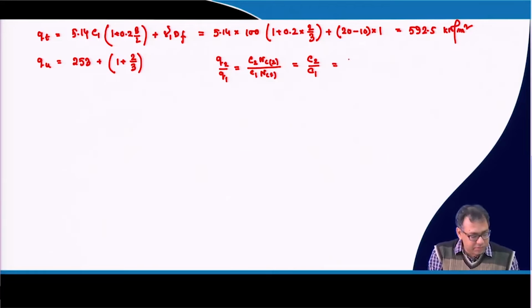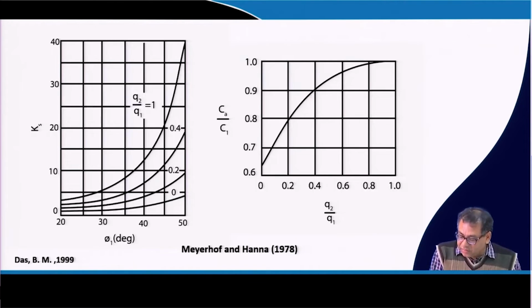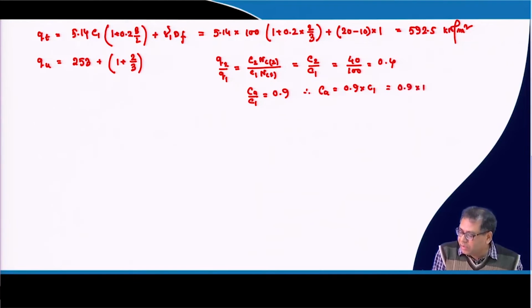Now, here your C2 is 40 kPa, C1 is 100 kPa. So, this is 0.4. Now let us see, if it is 0.4, this value is 0.9. So, your Q2 by Q1 is 0.4 and Ca by C1 is 0.9. So, I can write that Ca by C1 is 0.9. So, Ca will be 0.9 into C1, so 0.9 into 100. So, it will be 90 kilonewton per meter square.